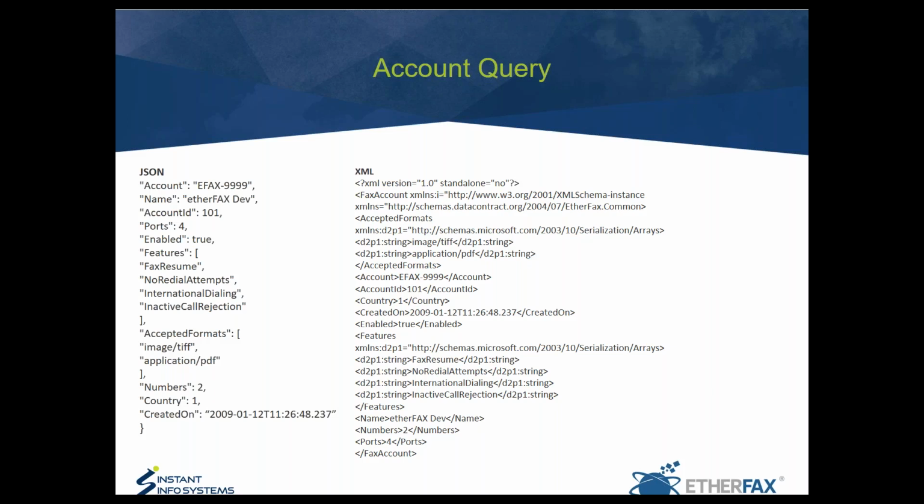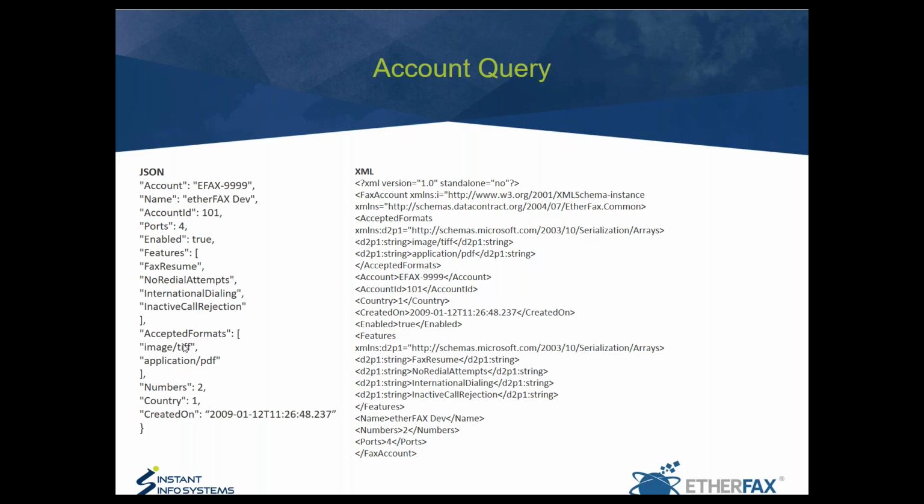Here you see two different formats of a JSON query and an XML query. When you write to the application or the API, your initial query gives you your information. Do you have inactive call rejection? That's what Ken was talking about before: if we lose status or lose a heartbeat to your application, we can go ahead and busy out those numbers, and that might be for compliance reasons. So these are all the programmable features that you get, and this is what an account status query returns.